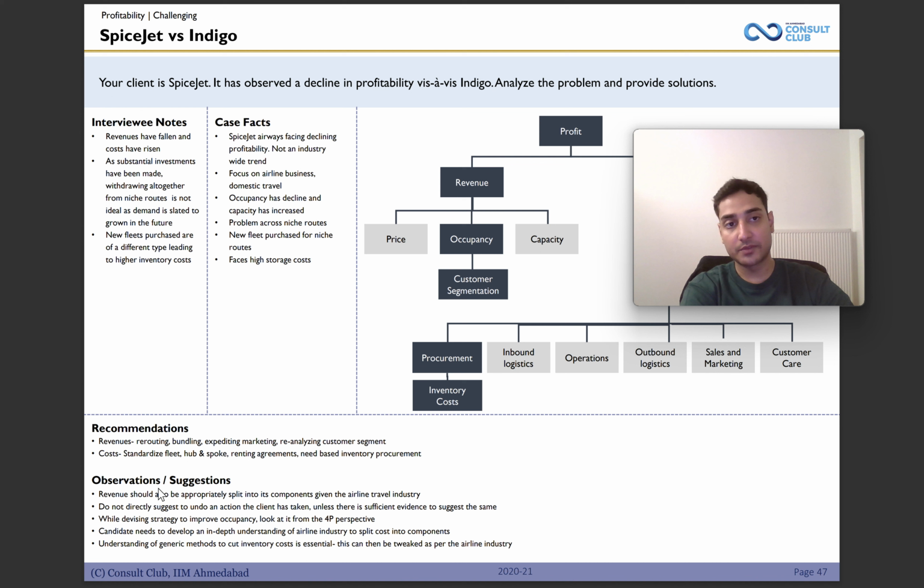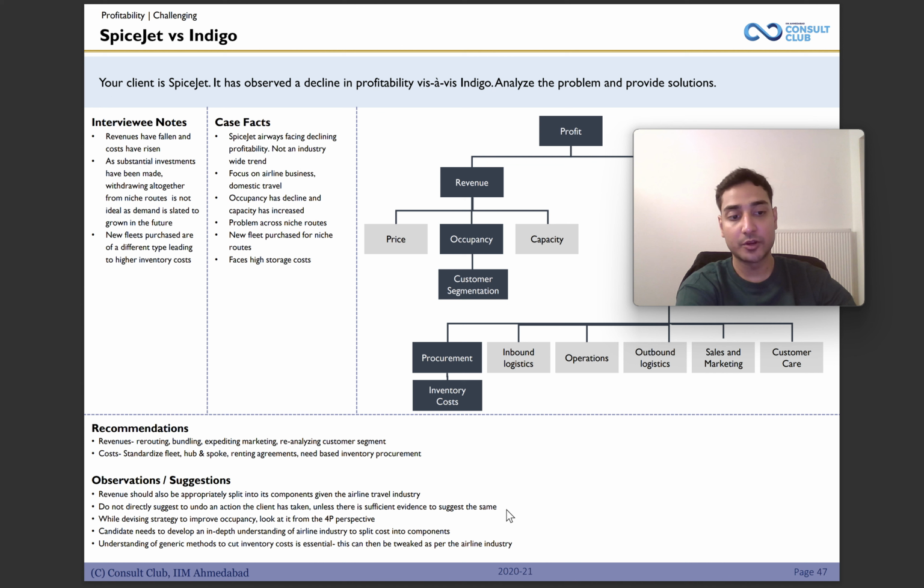So, what are some observations and suggestions for the interview? Revenue should also be appropriately split into its components given the airline travel industry. Do not directly suggest to undo an action the client has taken unless there is sufficient evidence to suggest the same. So the airline has launched a new fleet in niche routes.